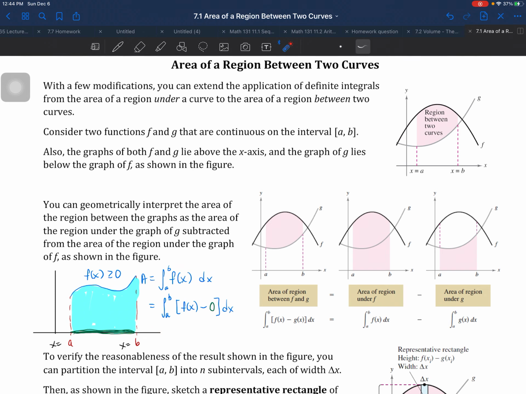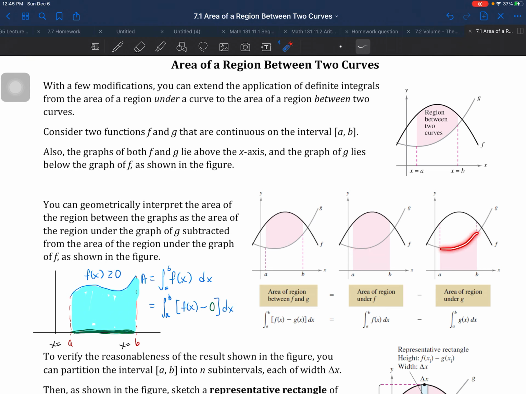So what we are arguing here is that you can find the area between two curves, this curve and this curve, by subtracting the two curves and then taking the definite integral. If we extend the concept and want to find the area between these two curves bounded by a and b, then we can find the area of f between a and b, which would be all this, and then we subtract this part.